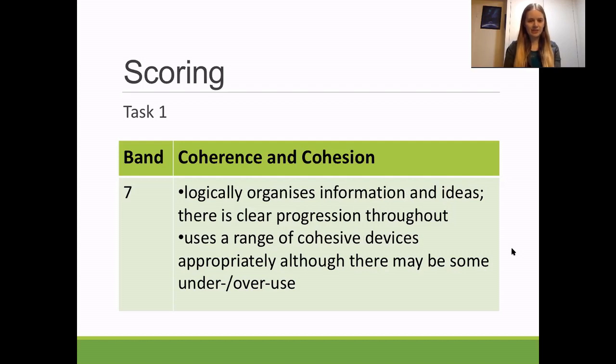For a score of 7, you would have to logically organize information and ideas, and there would have to be a clear progression throughout your answer. And then uses a range of cohesive devices appropriately, but there may be some under or overuse. So it may look like you're really trying to use cohesive devices instead of naturally using them, but you are using them.